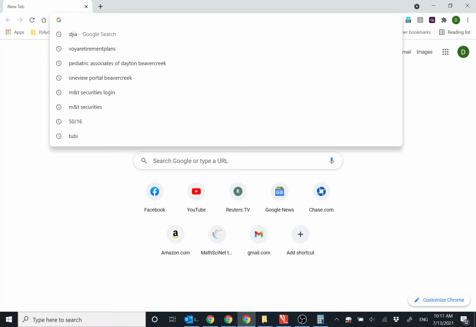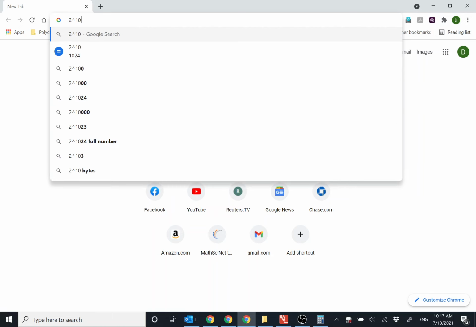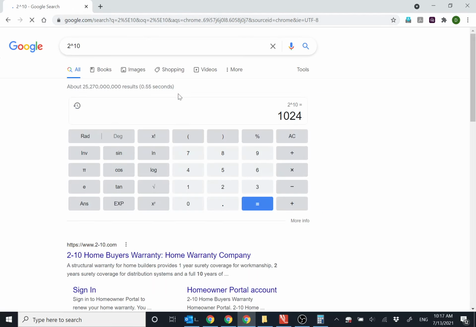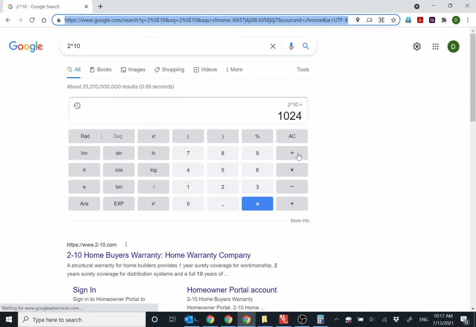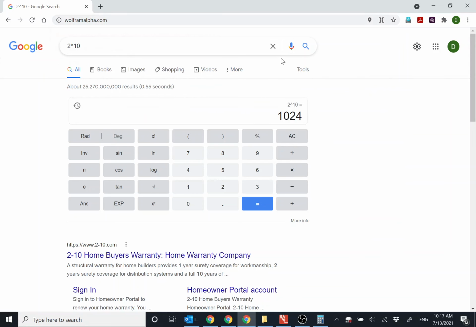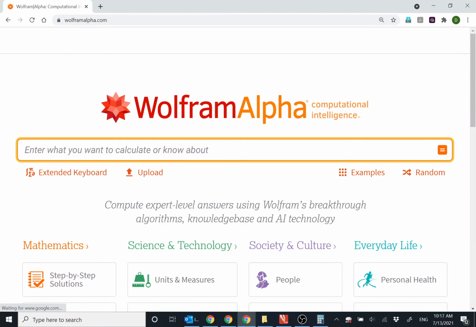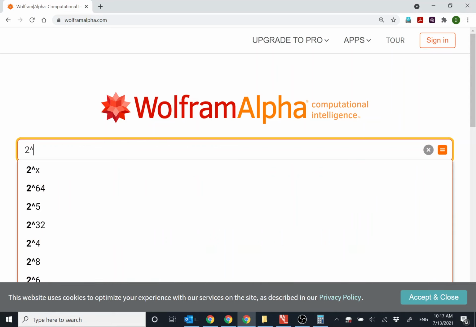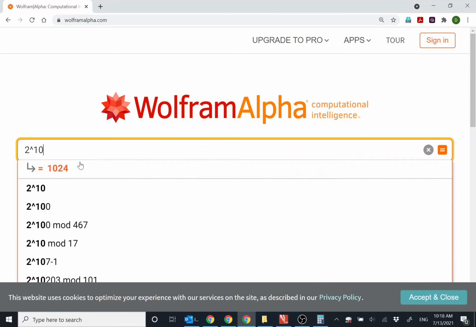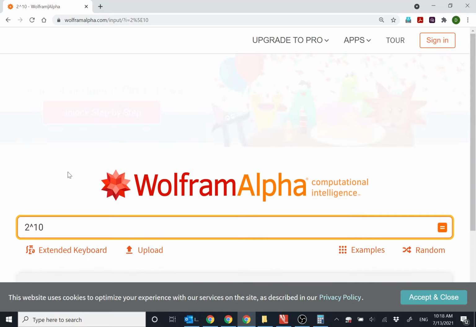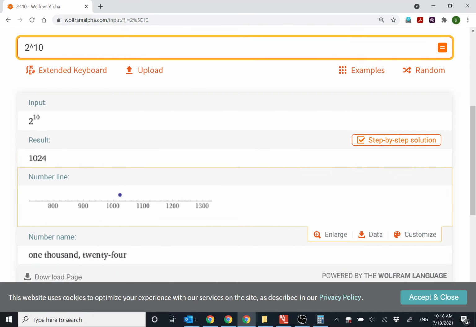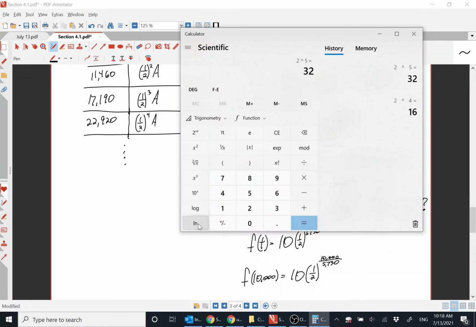So you can just use the search bar on Google, for example, or on Chrome or whatnot. So 2 to the 10th, for example. So this character here is above the 6. So 2 to the 10th, push that, and Chrome has a calculator built in, 1024. You can also go to Wolfram Alpha and do exponents there, 2 to the 10th, and it gives you the answer right away, actually. 1024, or you can do it like this.